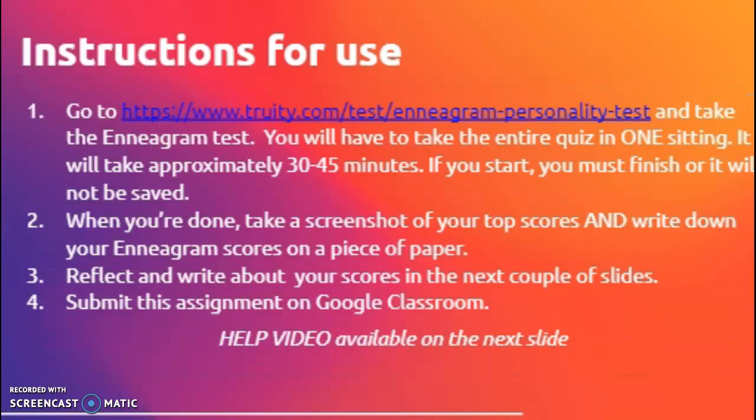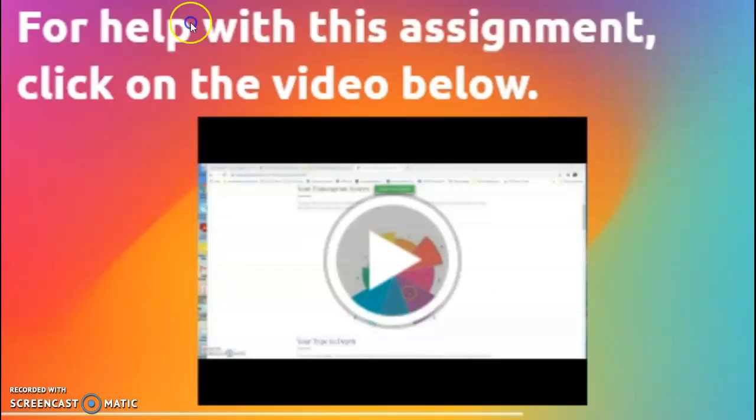Just take the Enneagram personality test. Do not take the love test or any other test, okay? You have to finish it in one entire sitting. It will take 30 to 45 minutes. If you start, you must finish it or it will not be saved. Okay, when you're done, take a screenshot of your top scores and write down your Enneagram score on a piece of paper. Reflect and write about your score in the next couple of slides, and you will submit this assignment on Google Classroom. There's a help video available on the next slide if you need additional help. Okay, so it's right here.